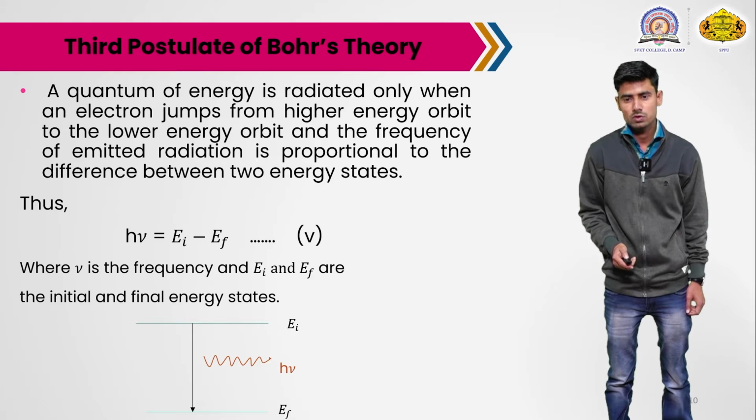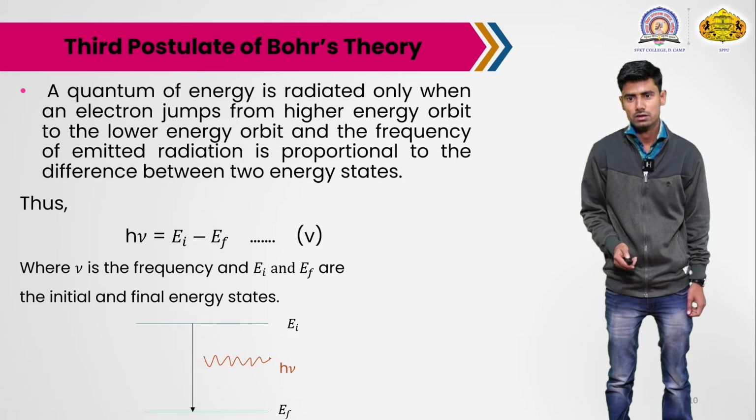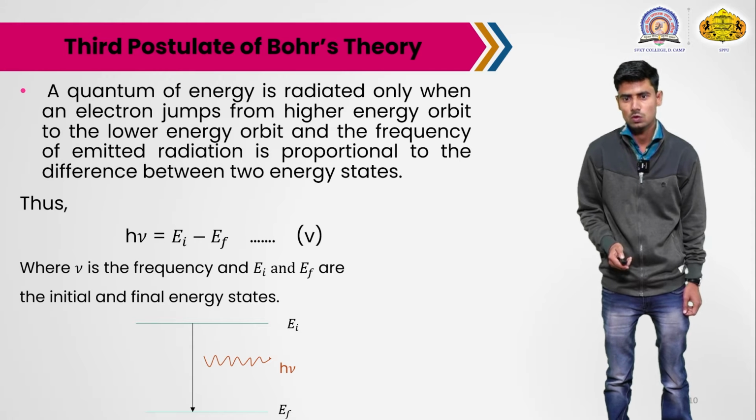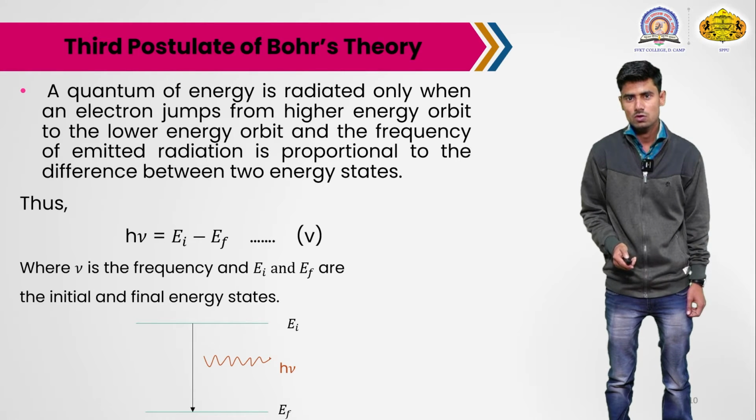Now let's move to the third postulate of Bohr's theory. According to this postulate, a quantum of energy is radiated only when an electron jumps from a higher energy orbit to a lower energy orbit, and the frequency of emitted radiation is proportional to the difference between the two energy states. So whenever the electron jumps from a higher energy level to a lower energy level, a quantum of electromagnetic radiation will be radiated, and that quantum will have an energy given by the formula h nu, where nu is the frequency of emitted radiation.